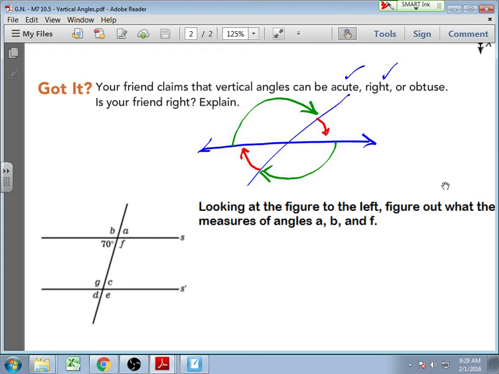So I will rephrase that. Vertical angles for us will be less than 180. You won't ever have to work with angles bigger than 180. Questions?